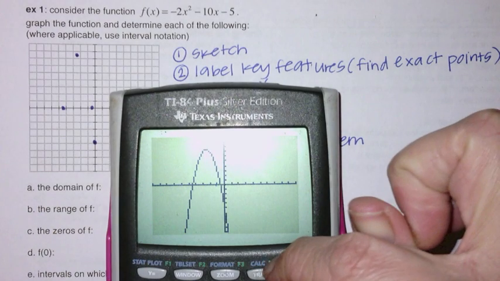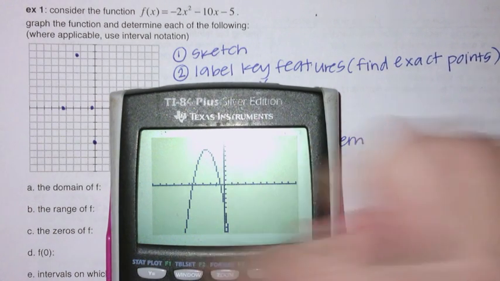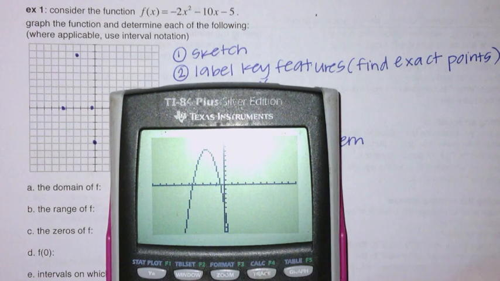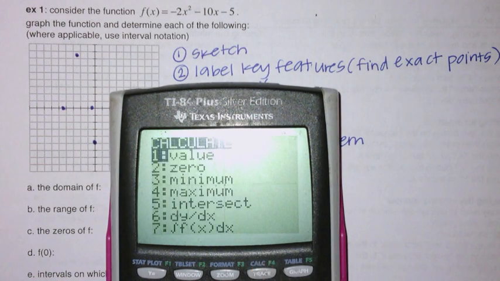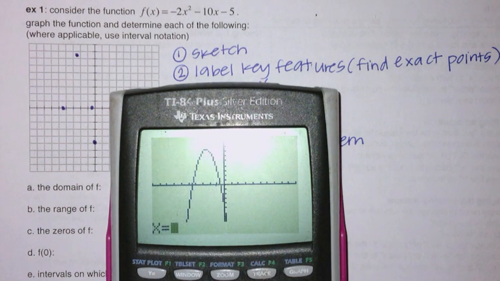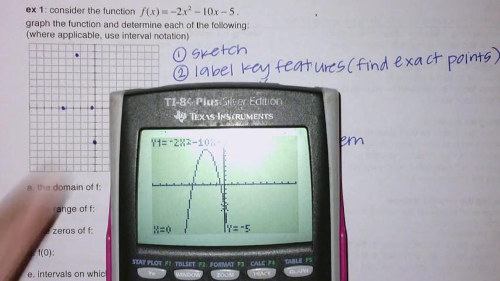There is a calculate menu for the graph. That calc right there means it's going to calculate something from the graph. We use it very often. So if you hit second calc, when we tell you x is 0, that's a value. I'm giving you an x value, so you can hit 1 and it'll pull up x equals, and you can type in 0, and then it'll spit out to you that y is -5, just like I said. -5, the equation confirms it.